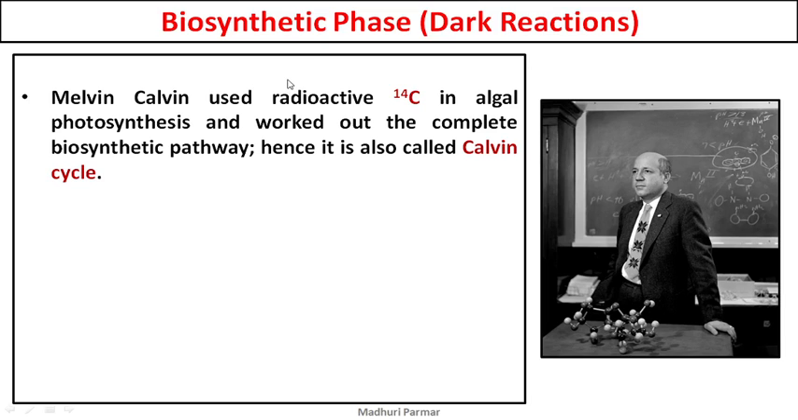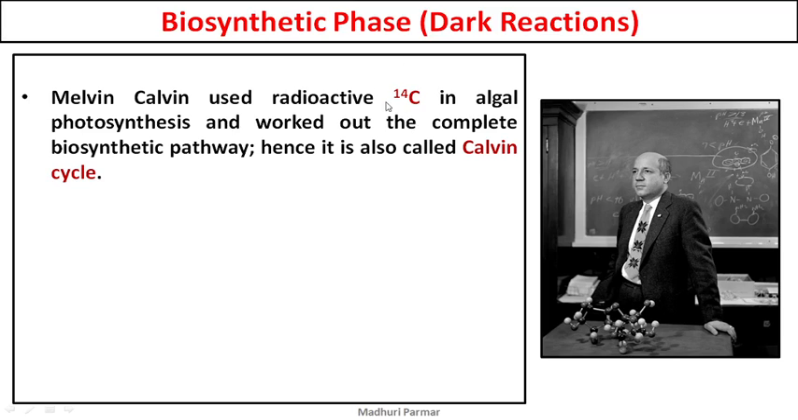So we move on to the biosynthetic phase, which is the next phase. I hope this much intro was enough. You will be able to understand this properly. So here is Kelvin. Apart from Kelvin, there were two more scientists called Benson and Bassam. So this cycle is called the Kelvin-Benson-Bassam cycle, though we just refer to it as the Kelvin cycle.